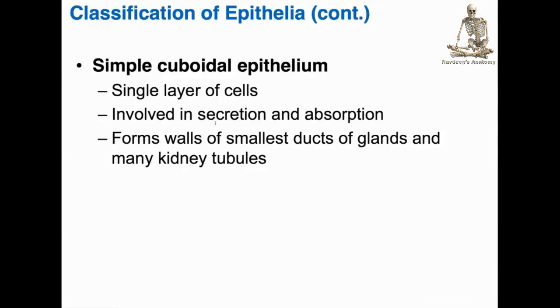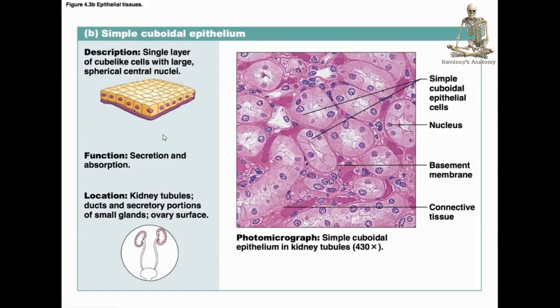Talking about the simple cuboidal epithelium, it is a single layer of cuboidal shaped cells, and it is generally involved in the process of secretion and absorption, and it forms the walls of the smallest ducts of glands and many kidney tubules, where the process of secretion and absorption is being carried out. If you look at the diagram, you can see it is a single layer of cube-like cells with a large spherical central nucleus. The nucleus, you can see, is very large, and the main function of these cells is secretion and absorption, and the location is mainly the kidney tubules, ducts, and secretory portions of small glands or the ovary surface.